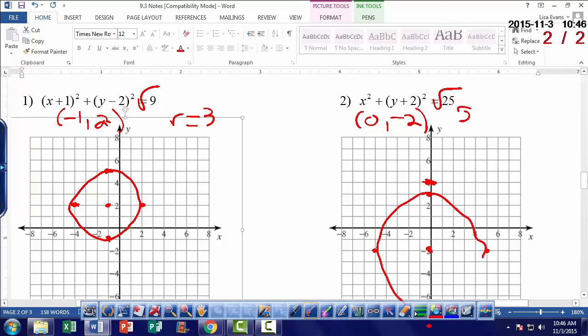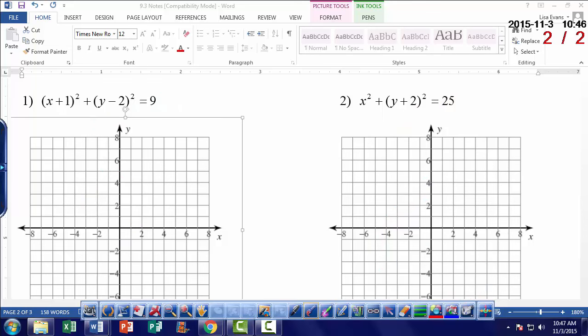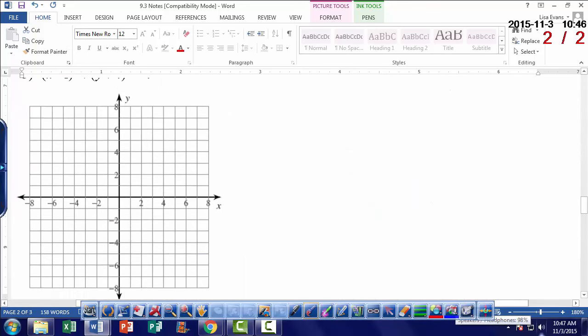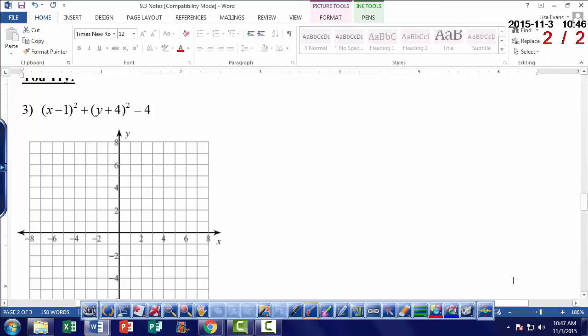Ignore my messy circle. There we go. All right. Go ahead, pause the video, and I want you to try this next U-try on your own. So take out the center, square root the radius, and go ahead and graph that on your graph.